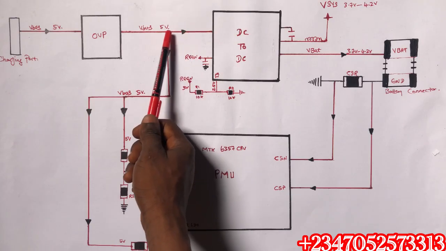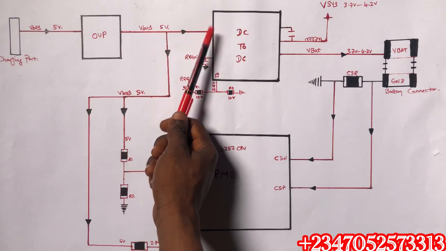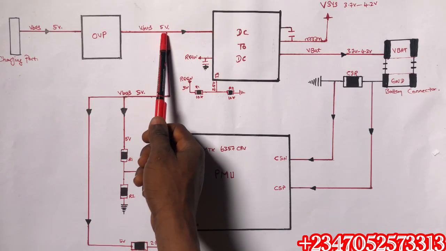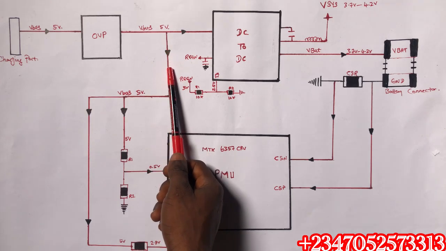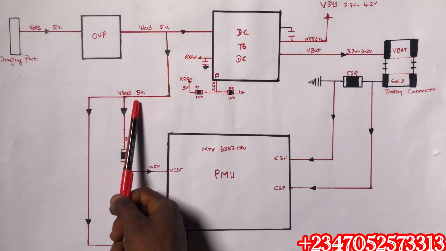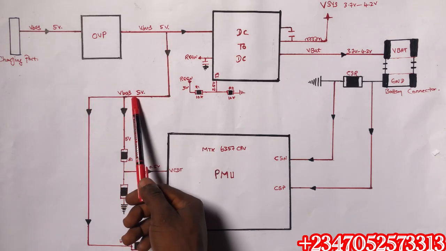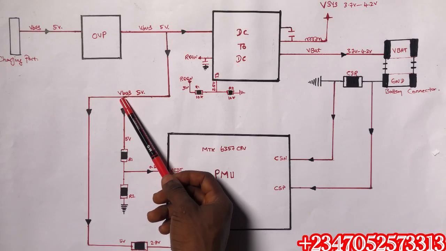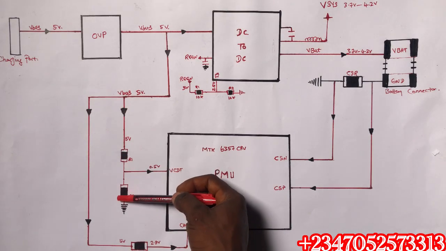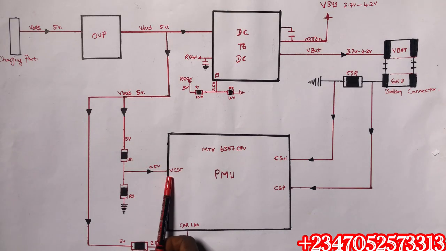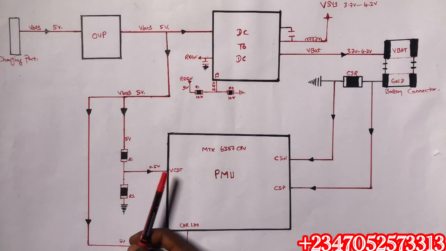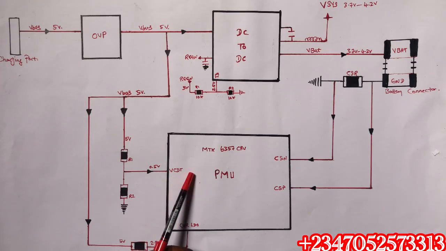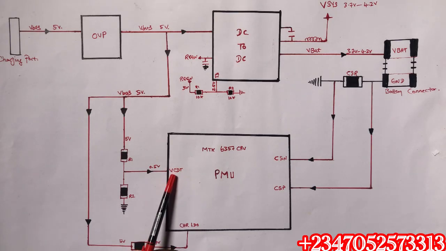Now before this 5 volts enters this charging IC, there's a line that comes out here, still our VBUS line, 5 volts. When this line comes, there's another line that comes here. It's called VCDT. This is our VCDT line. It enters our power IC. So if you check our power IC in our charging section, you will see this VCDT line.